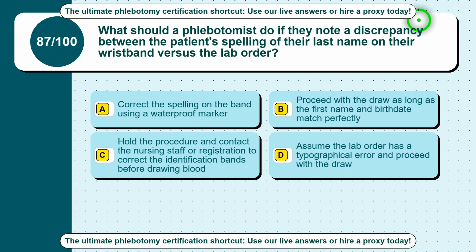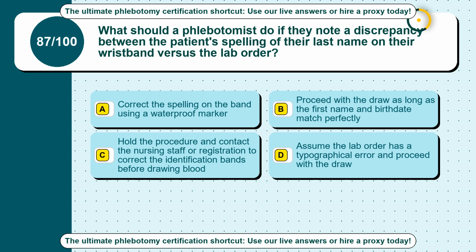Question 87. What should a phlebotomist do if they note a discrepancy between the patient's spelling of their last name on their wristband versus the lab order? Option A, correct the spelling on the band using a waterproof marker. Option B, proceed with the draw as long as the first name and birth date match perfectly.